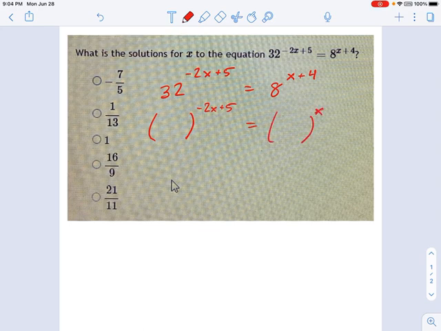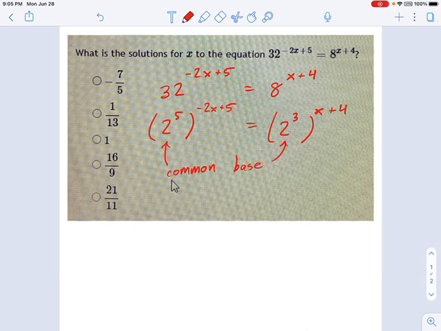So how am I going to do this? Well, let's think about 32 and let's think about 8. 32, I just mentioned it, 32 was 2 to the 5th power. 32 is 2 to the 5th. What's 8? Well, that's 2 to the 3rd. You can see now I have a common base. This is what I mean by common base. It's 2 for both of these things.